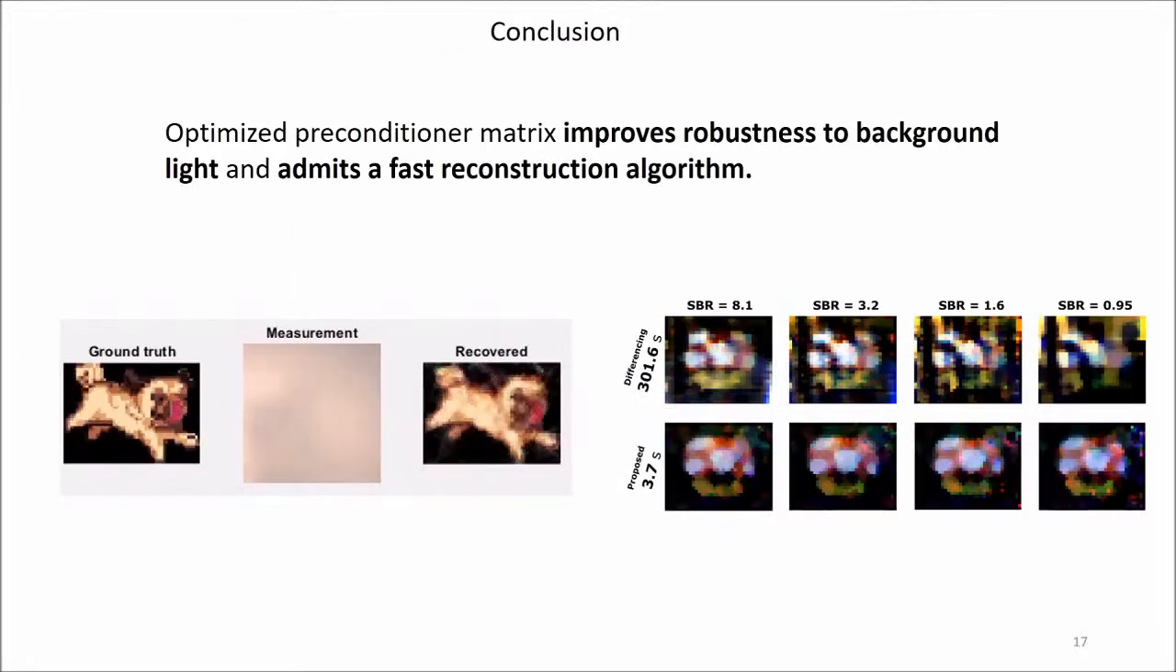In this talk, we have shown how we can formulate and solve an optimization procedure to find a preconditioning matrix that not only improves robustness to background light, but also permits faster reconstruction algorithms for passive non-line of sight imaging problems.